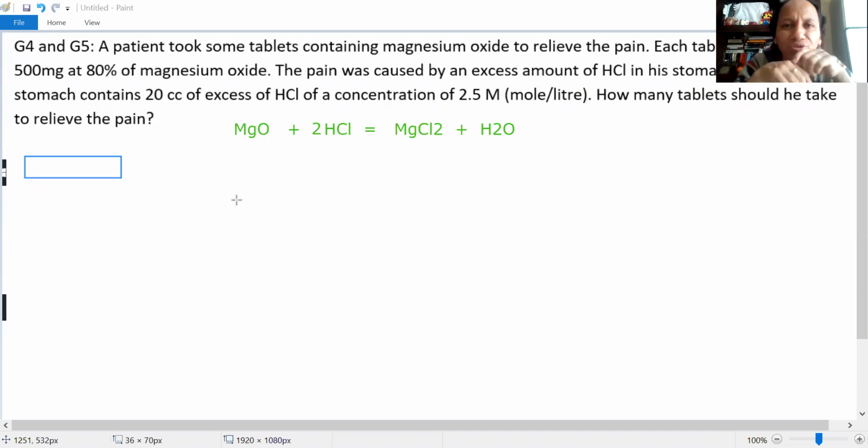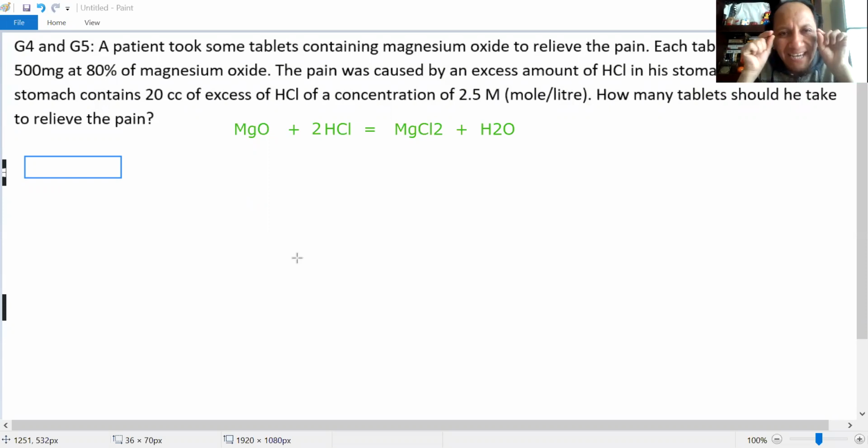So you go to the pharmacy and you ask, give me a tablet of magnesium oxide, please. And they're going to ask how many milligrams. You say 500 milligrams. Okay. But in the label, it says 80% concentration. What's the meaning of that?